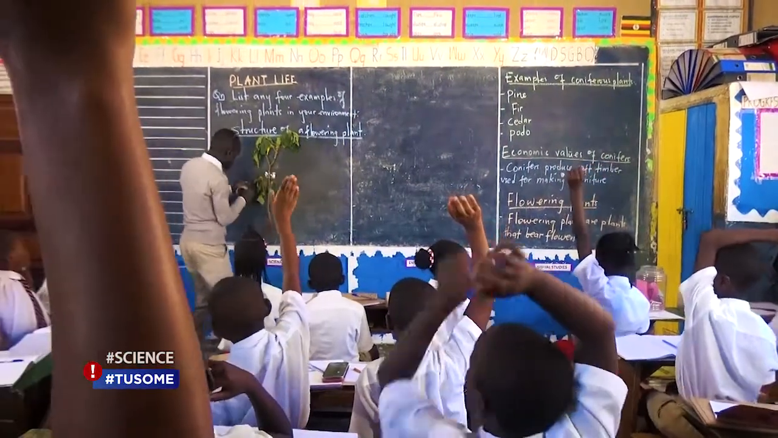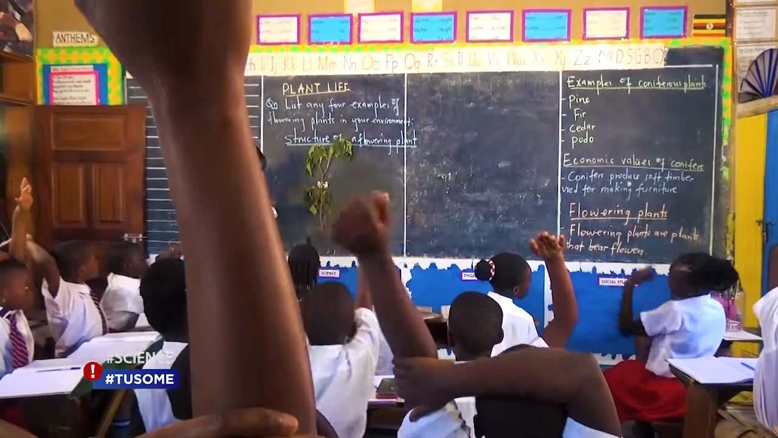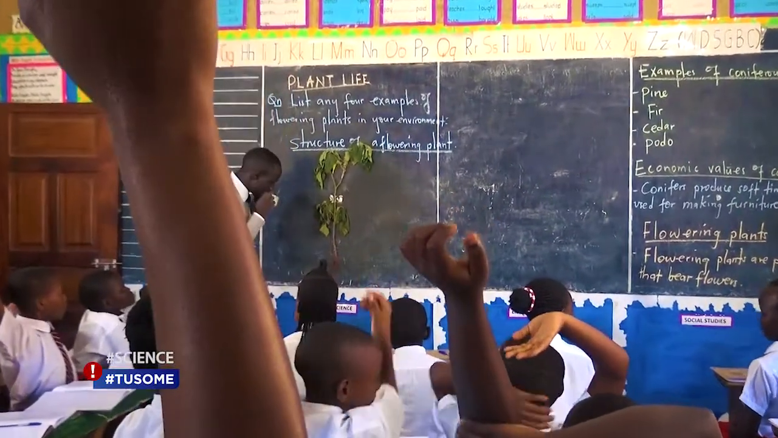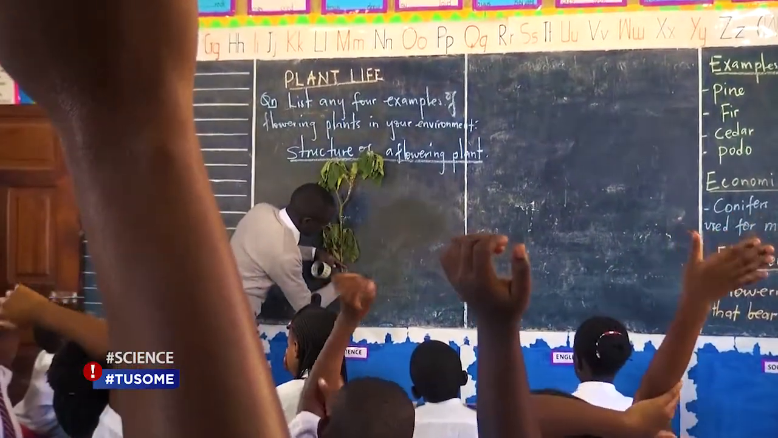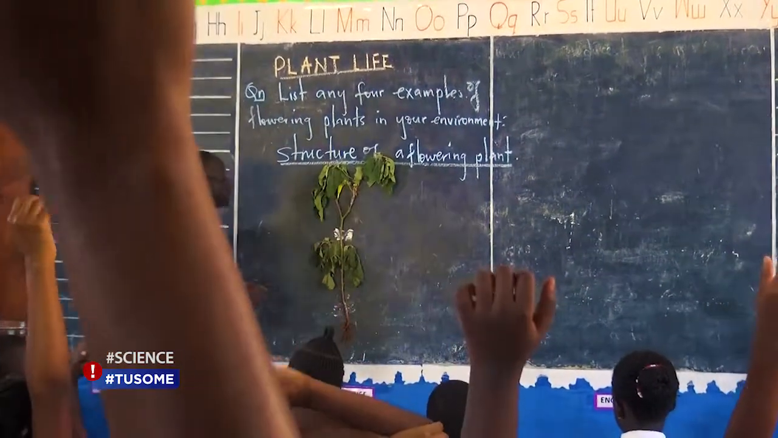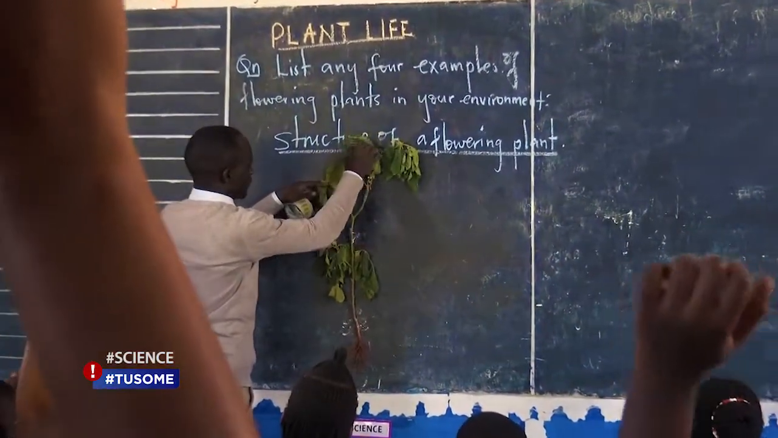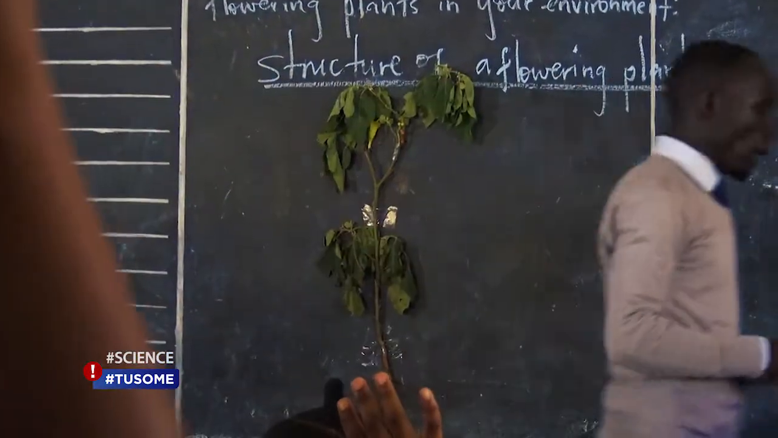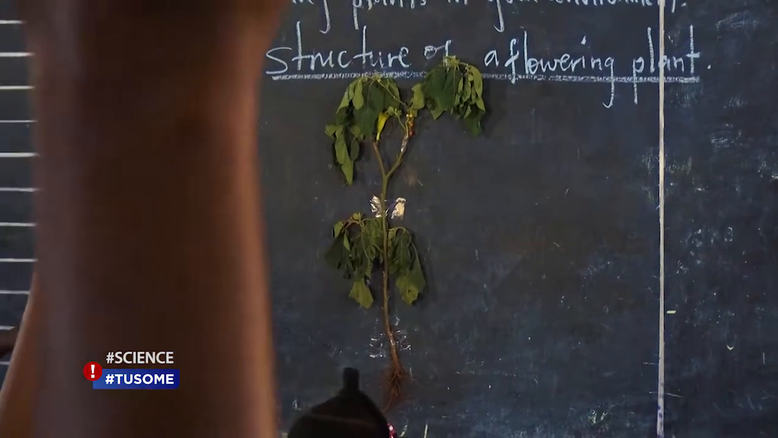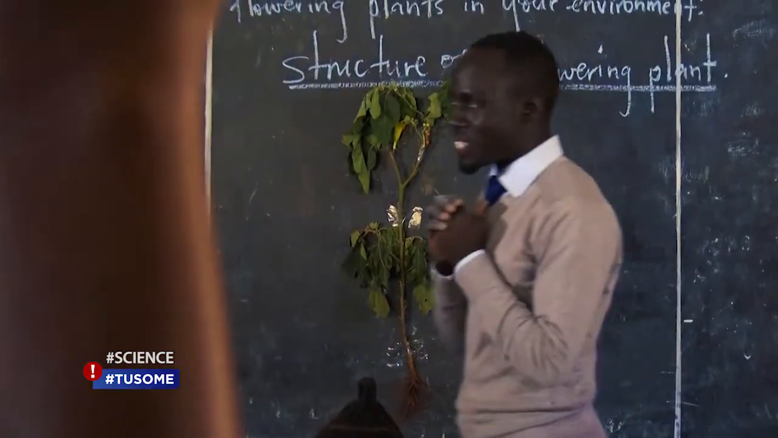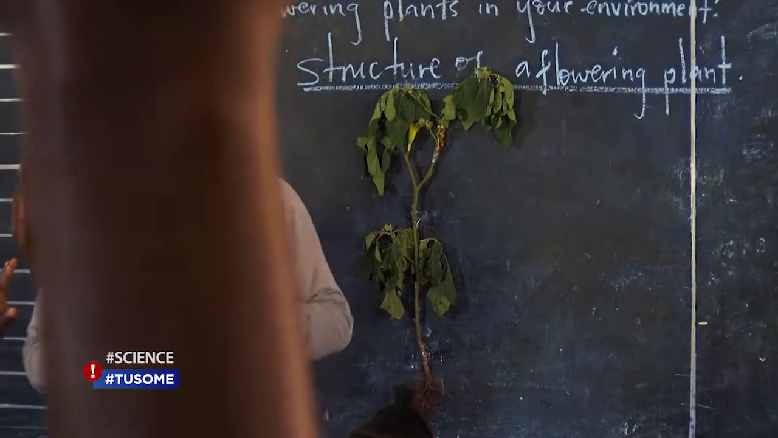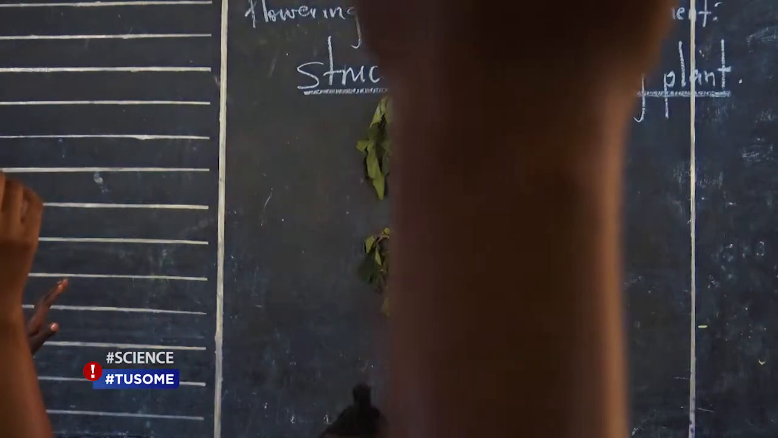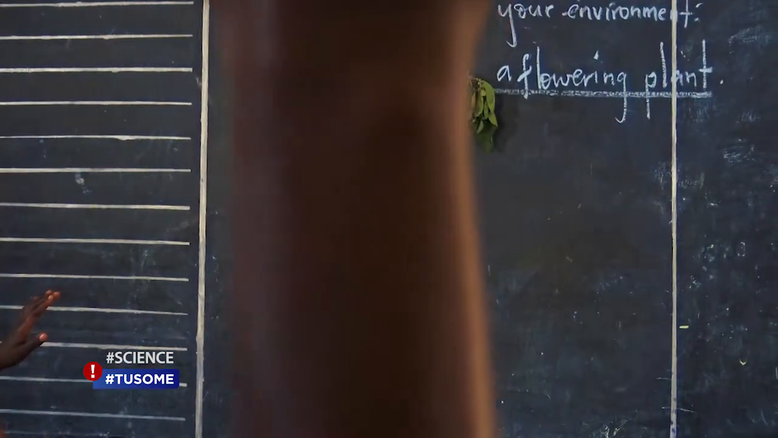Now we have been looking at the parts of a flowering plant. Now we shall get a person. You come and pick for us a word. After picking the word, you read it and spell it. Go and put it there.